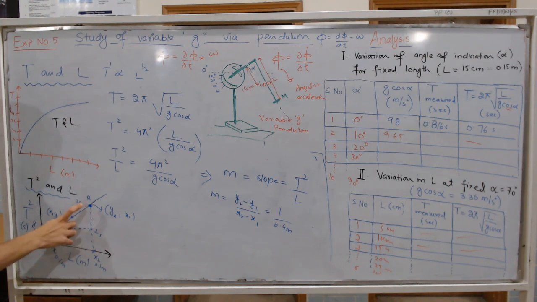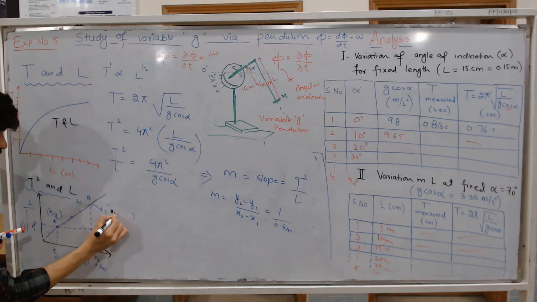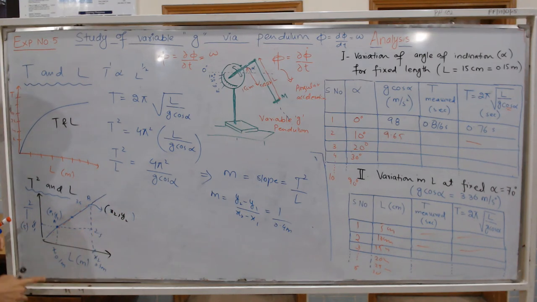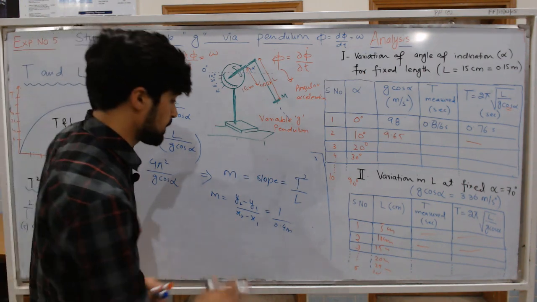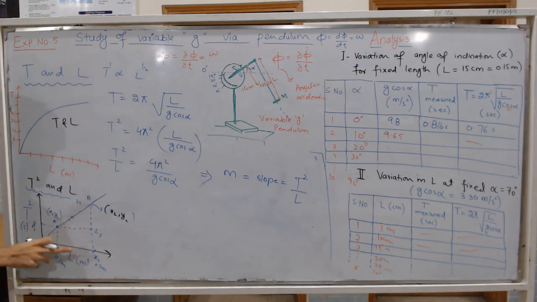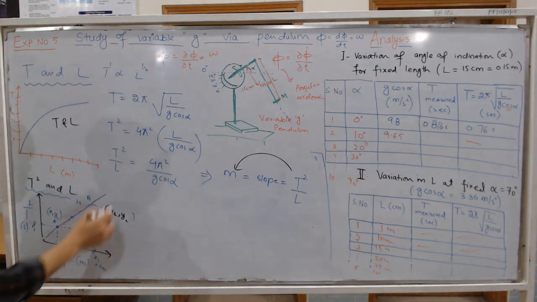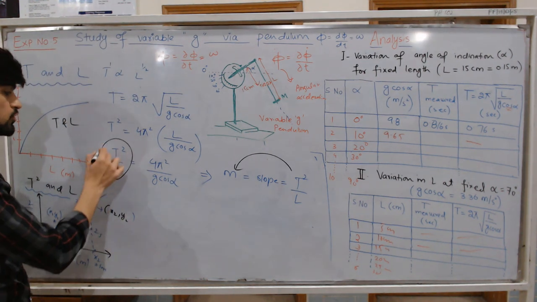So, this will give you the slope of this line. Simply, we will take any two points. This is the x2, y2 point and this is the x1, y1 point. So, y2 minus y1 divided by x2 minus x1. The difference between the y values and the x values will give you the slope. What I am doing is dividing t square by L, so that is why t square by L is the slope. This will be actually the slope.